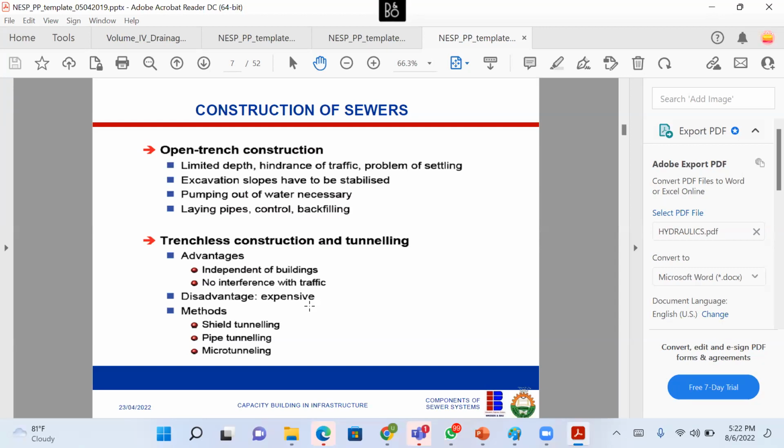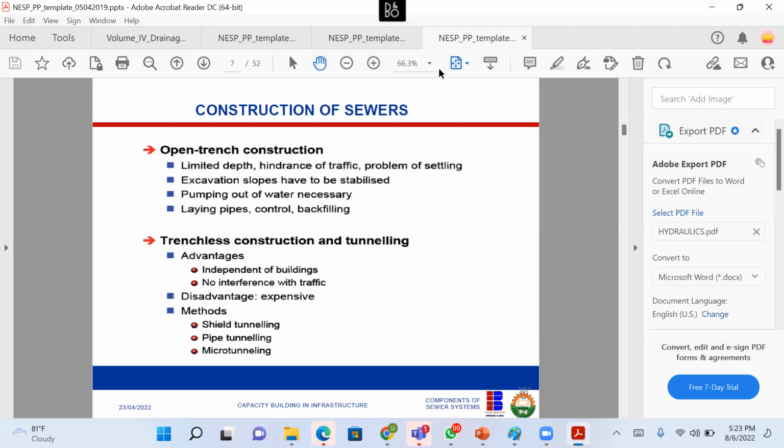These are some of the things you do. These are the advantages: it's independent of buildings, and it does not interfere with traffic. The disadvantage is that it's very expensive. That's for tunneling. Then you can use shelling, you can use pipe, you can use micro tunnel and so forth. I don't think we need all this.